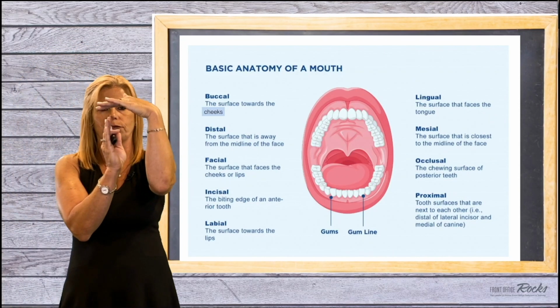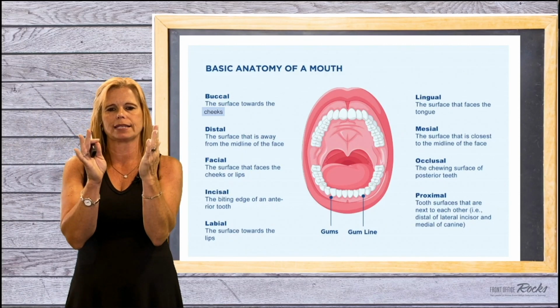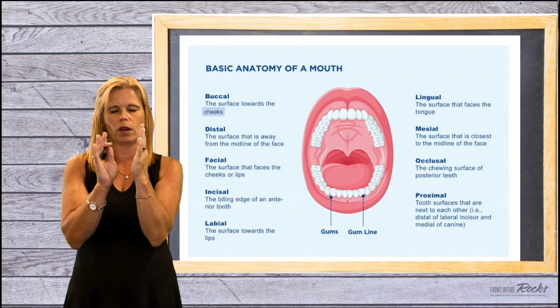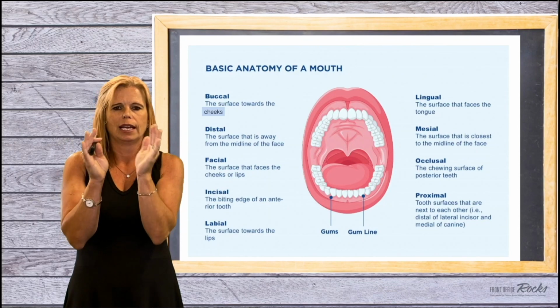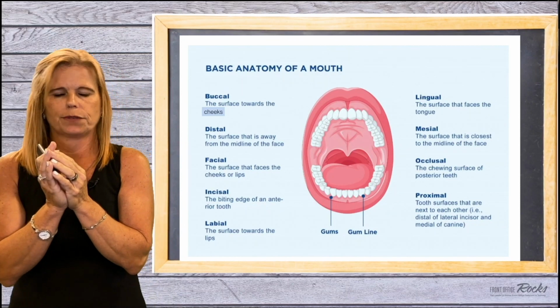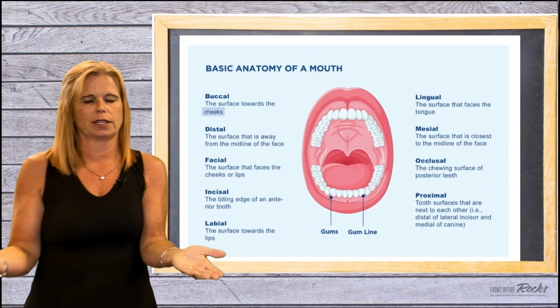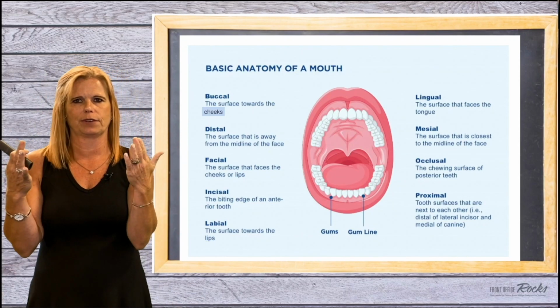So imagine a tooth being like a box, okay? Each side of the box has a name, has a surface. And we use these words because if I say the top of the tooth, the front of the tooth, the back of the tooth, the side of the tooth, we're all going to talk about different things. So we're thinking about different areas.